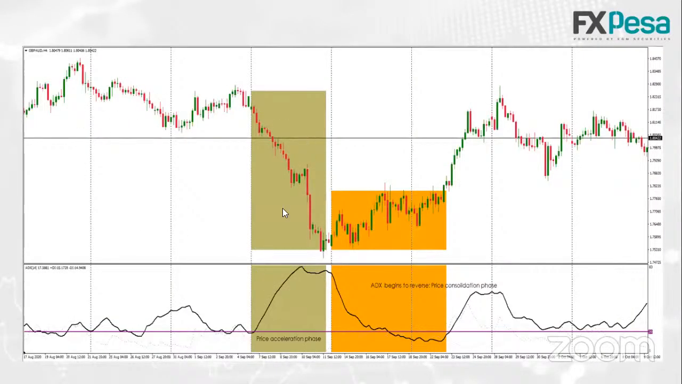So this is an example of a case where you've had a strong momentum. You will notice that from the point where ADX begins to rise, if you check the price action, there is a corresponding acceleration in price to the downside. Then when it plateaus and begins to decline, that's the point where you'd have price consolidating.